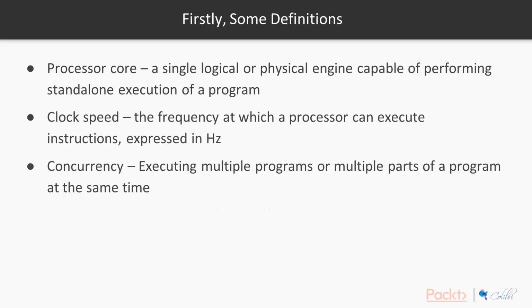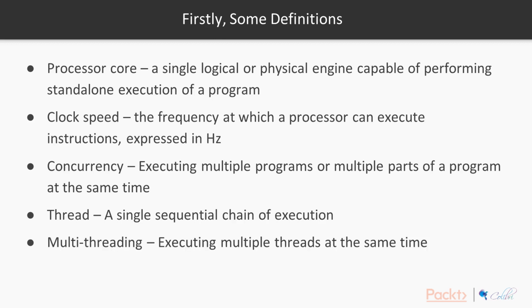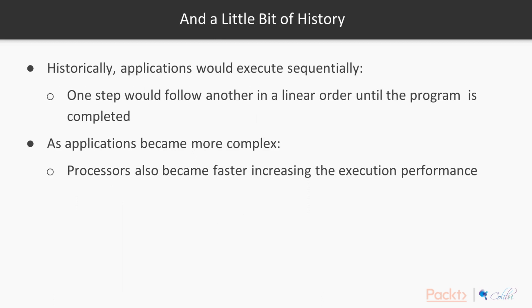The next definition is concurrency. Concurrency is when you execute multiple programs or multiple parts of a program at the same time. So that implies that we're executing parts of our program on multiple processor cores at the same time. A thread is a single sequential chain of executions. So a concurrent program will have multiple threads, and each of those threads will be executing on a different processor core. Lastly, we have multithreading, which is when we execute multiple threads at the same time, which is very similar to concurrency. So let's start with a little bit of history.